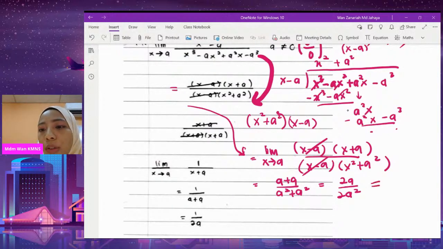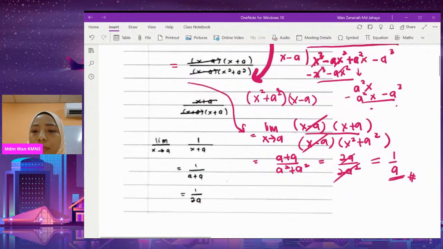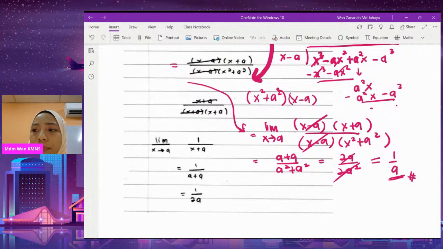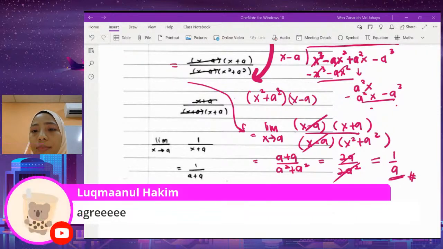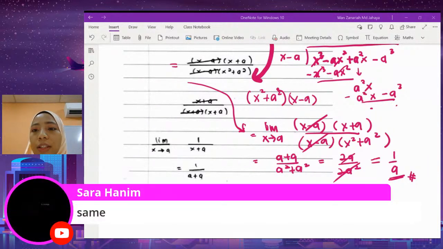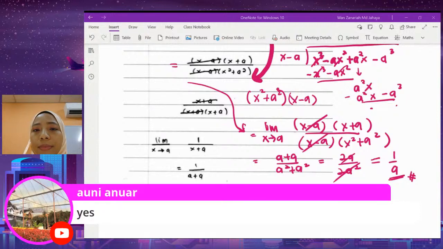So 2a over 2a square, we get 1 over a. Is everyone managed to get 1 over a? Write down 1 over a if your answer is the same. Yes, 1 over a.